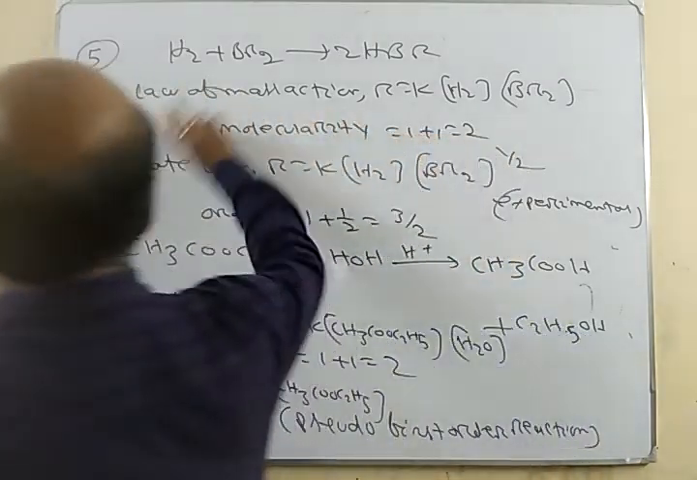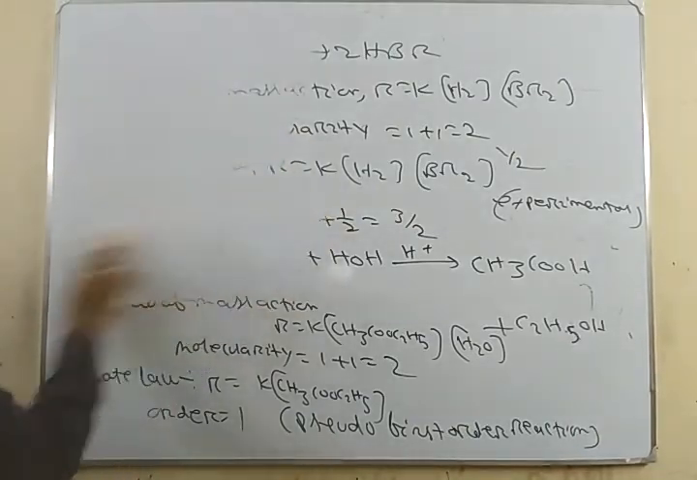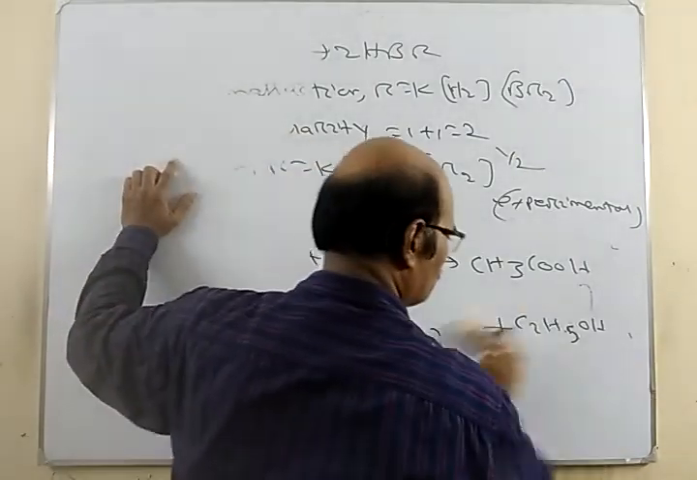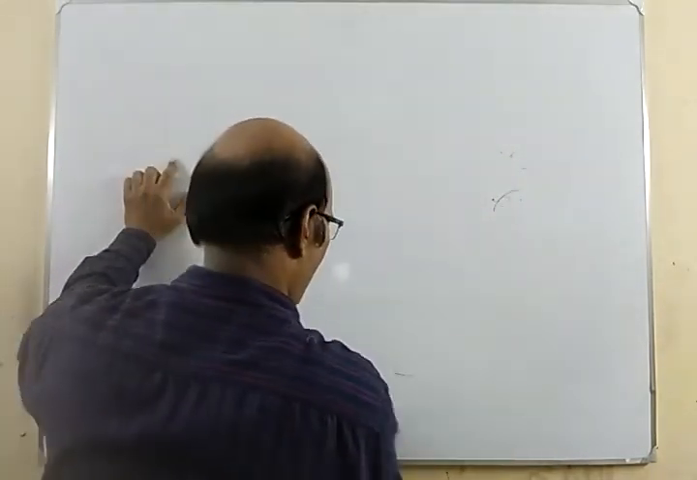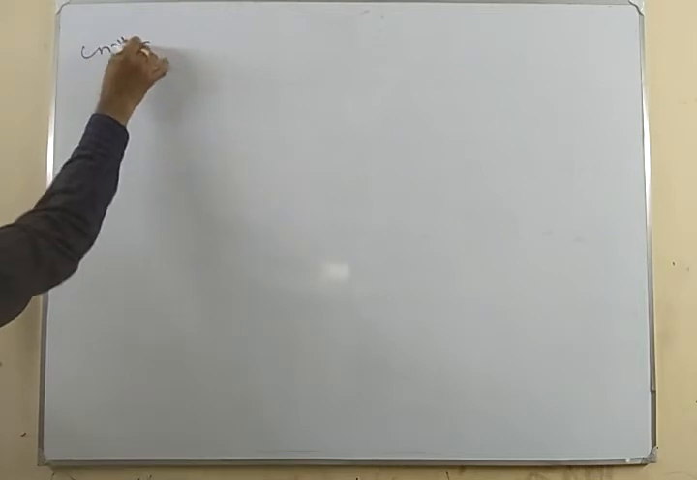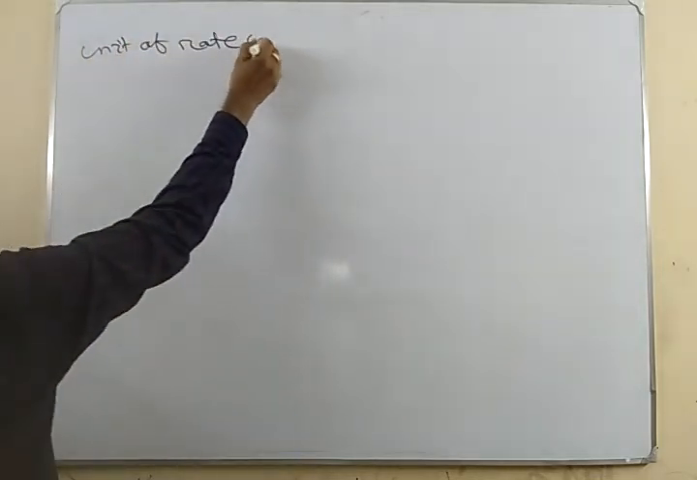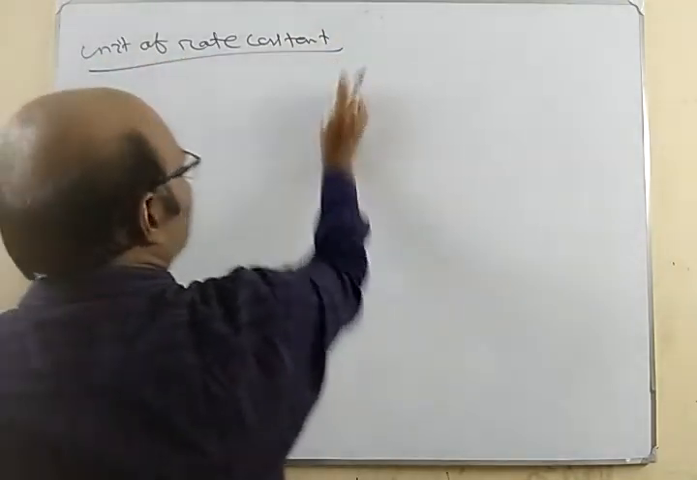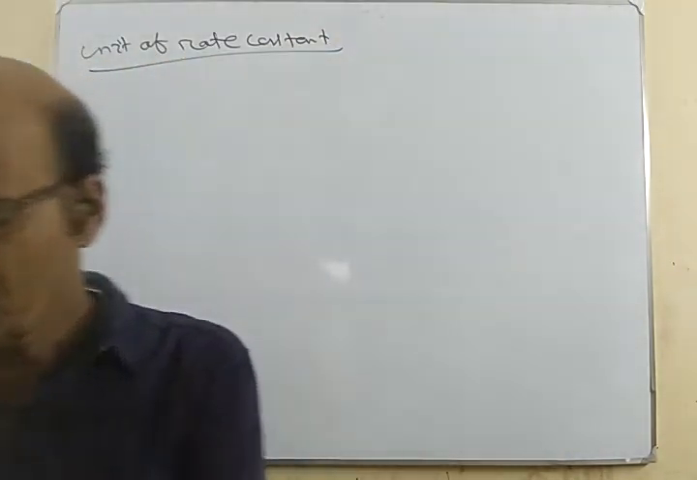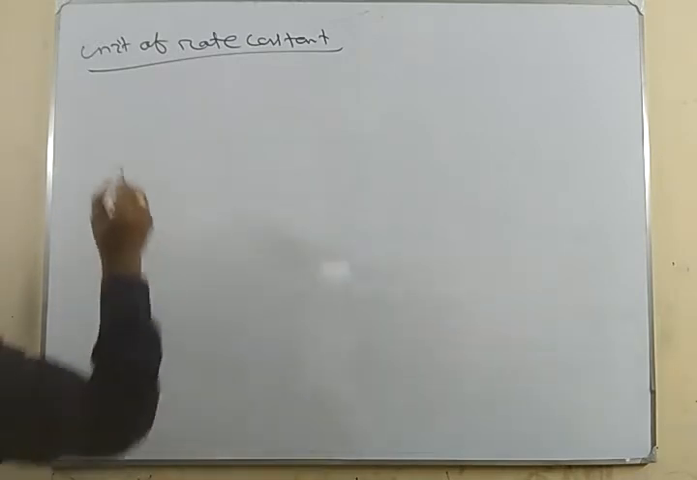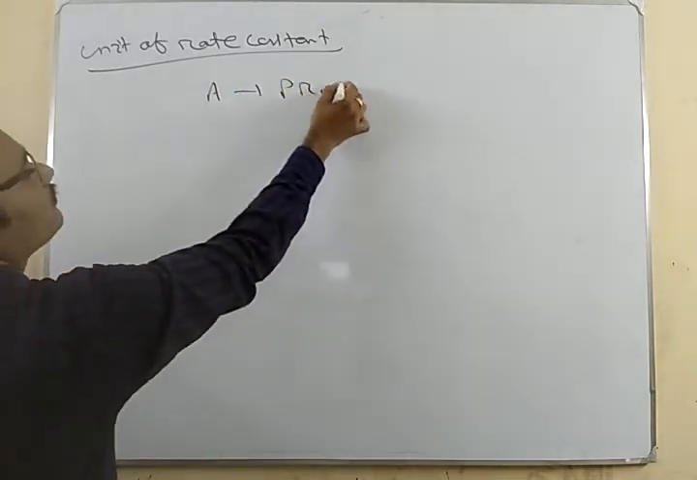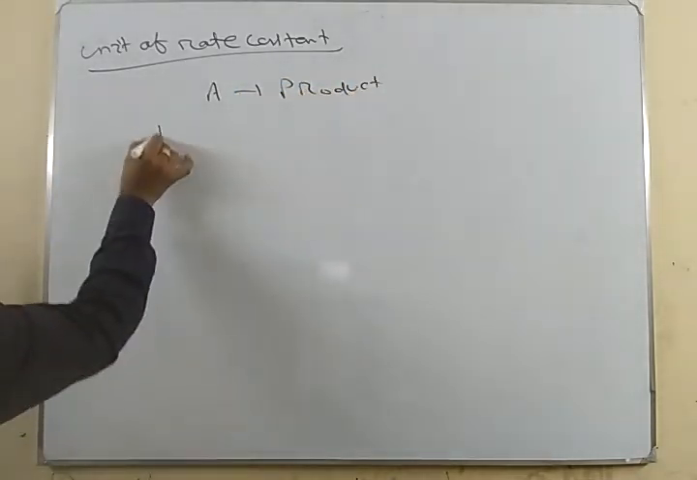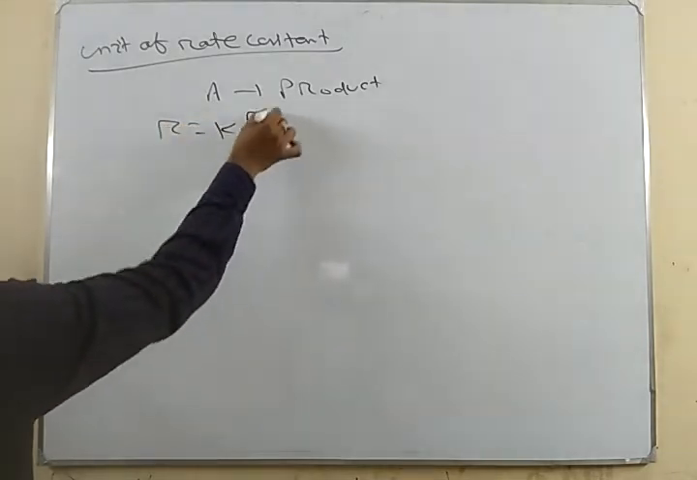Now we discuss the unit of rate constant. What is the unit of rate constant? So we know, if A gives product P, then R is equal to K into [A].